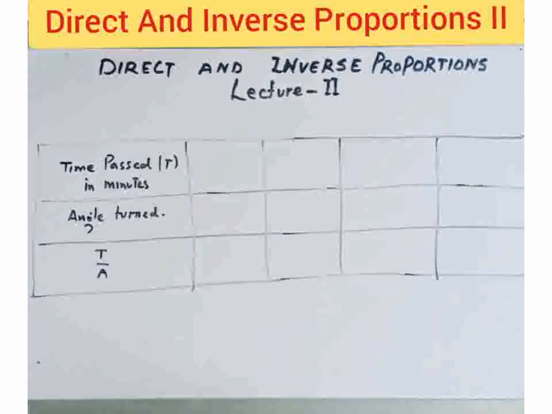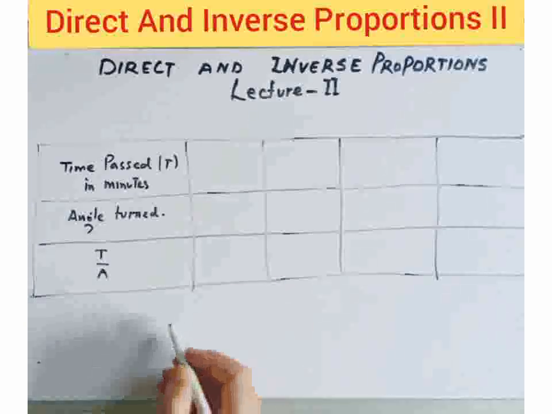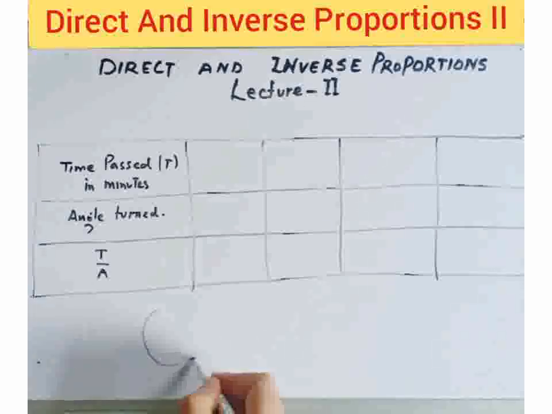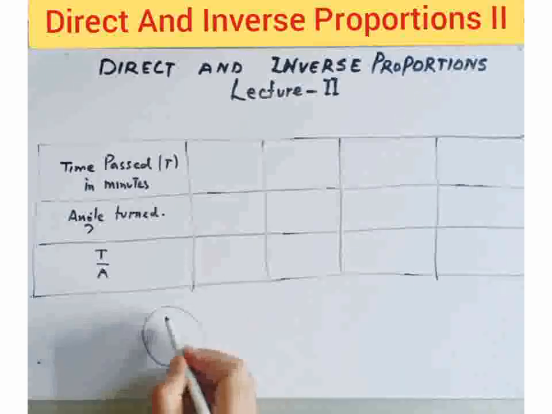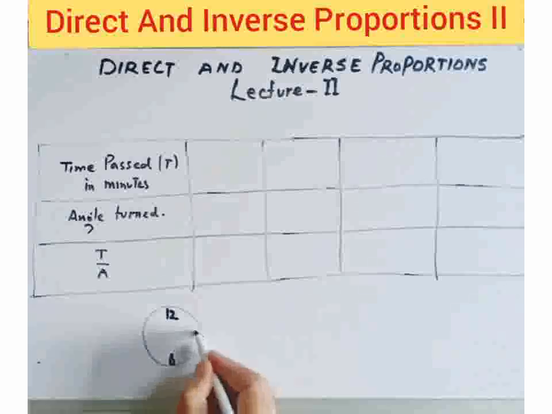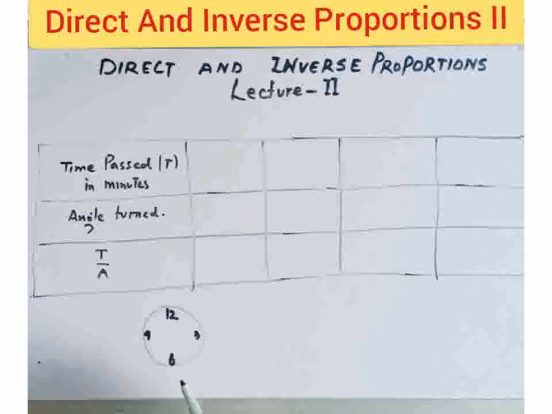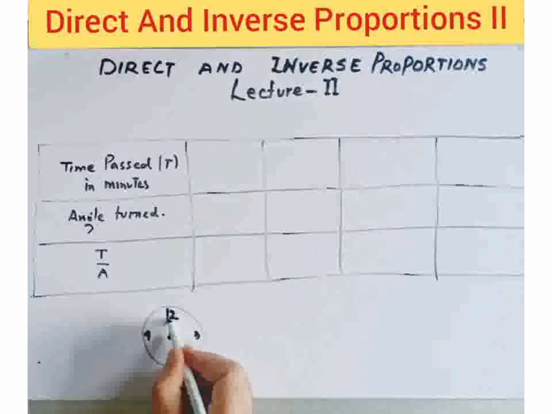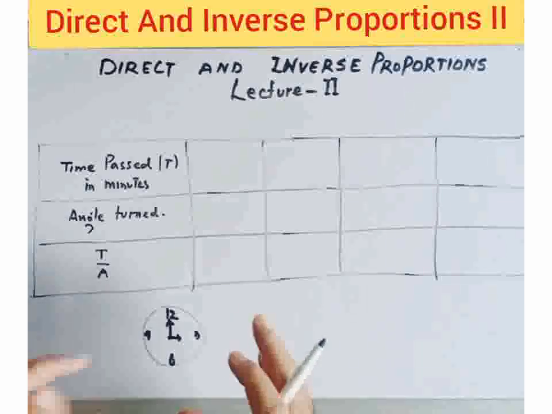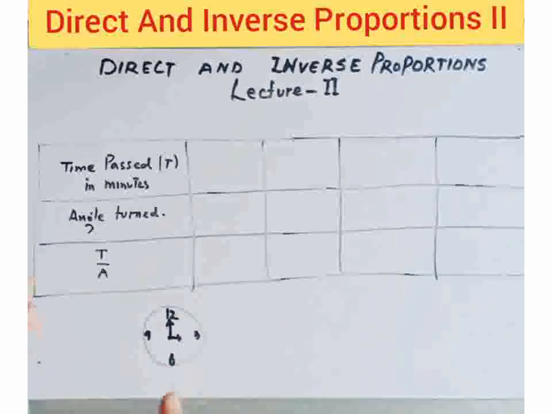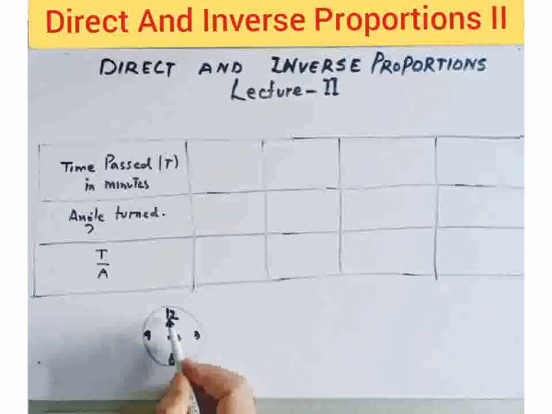Let's take an example of a clock. You take a clock and fix its minute hand at 12. Say for example this is a clock, with 12 here, 6, 3 and 9. Let's suppose we fix its minute hand at 12. This is its hour hand. And try to observe the angle turned through by the minute hand from its original position. The original position of the minute hand is 12.